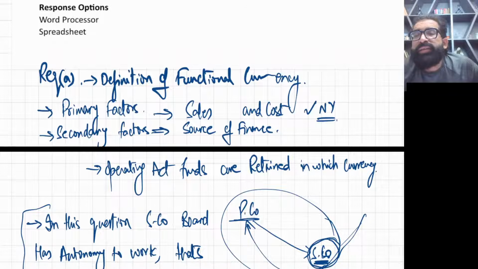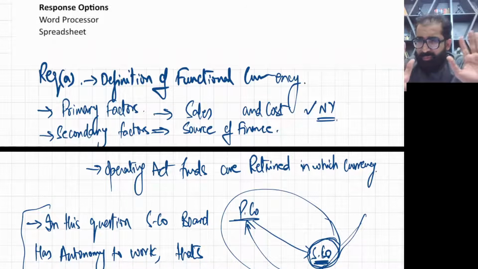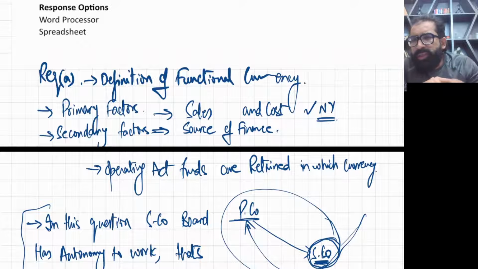And plus, it is written clearly in the question, as you just read, that the new loans and the new finance are generated in NY. So by looking at all these factors, I can easily say that the functional currency of this subsidiary is NY. But yes, there is one factor left.